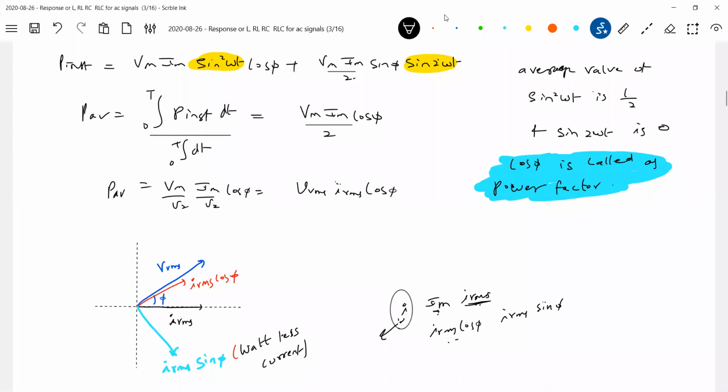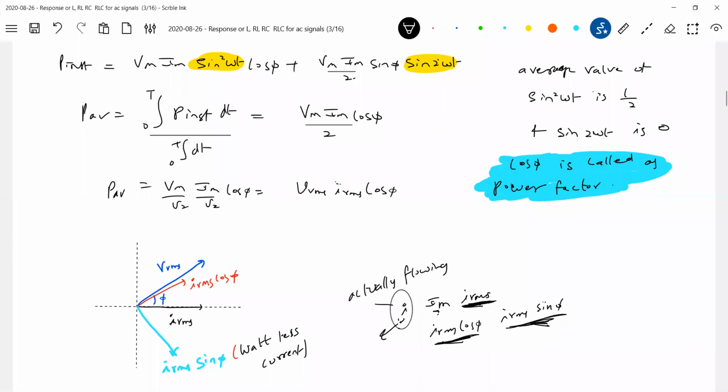IRMS is what the ammeter will measure. This is what is responsible for power. This is what is not responsible for power. We are just breaking up things. This is what actually flows. Getting the idea, no? No component of IRMS will generate power; only IRMS cos phi is responsible for the power here. This is called a Wattless current.